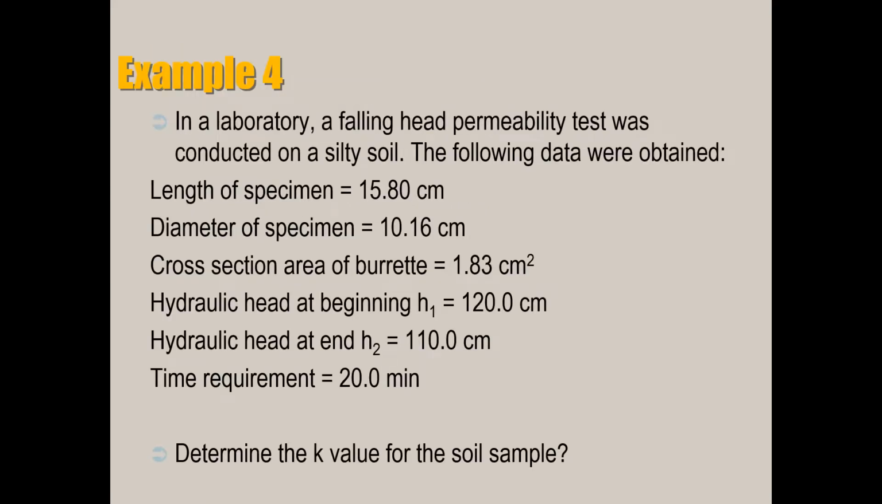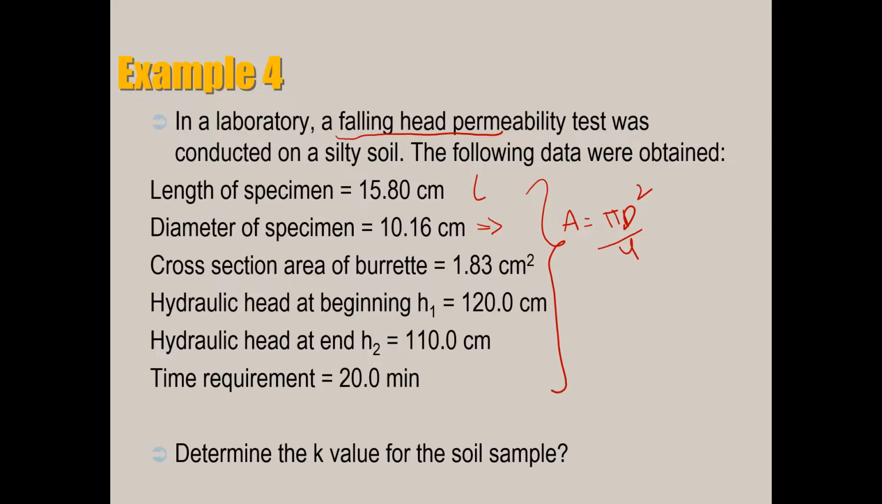Now moving to example number 4. We are going to analyze the results based on the falling head test. The following data is given. L is given, diameter is given. If you are given the diameter of the specimen, you need to find the area first, as usual. Because it's a cylinder, it is pi d square over 4. The cross-section area of the burette is already given to you here.